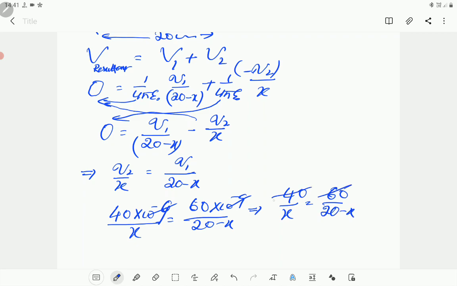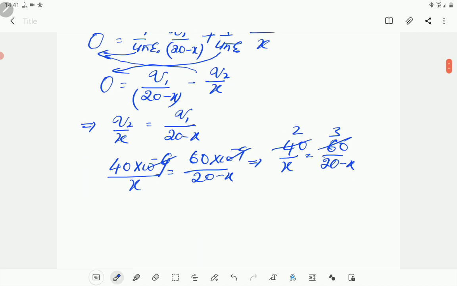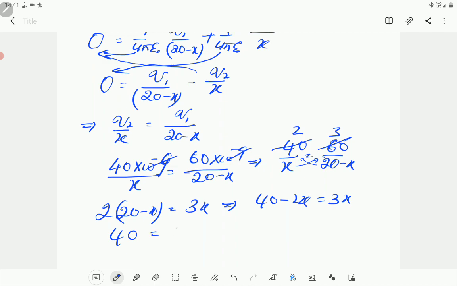There is a common factor here: 2 2s are, 2 3s are. So if you just cross multiply, you have 2 times 20 minus x, and this is 3x. I can continue this way. 40 minus 2x equal to 3x. So 40 equal to 5x. The value of x finally is 8 centimeters. That's it.